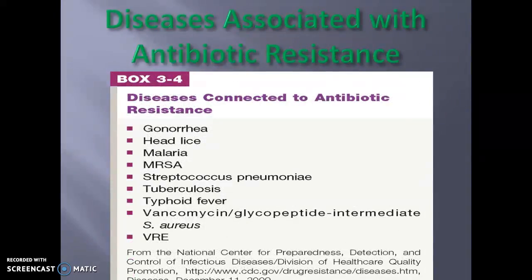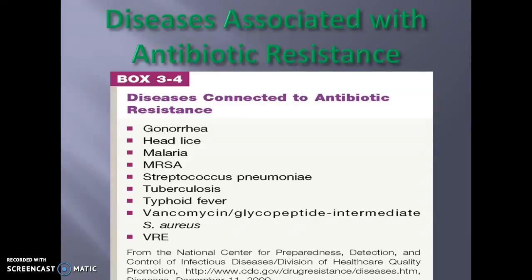So here's some other diseases that also are difficult to treat with antibiotics now because super strains of these now exist. Gonorrhea, head lice, malaria, MRSA again, the Streptococcus pneumoniae, which causes pneumonia, tuberculosis, typhoid fever, vancomycin glycopeptide intermediate Staphylococcus aureus, which is a great big long disease, and VRE as well, vancomycin resistant enterococci. So those are some of the diseases that have become very difficult to treat because people have overused antibiotics.